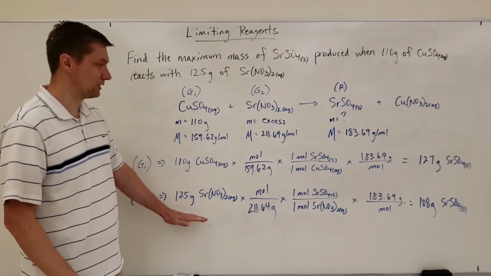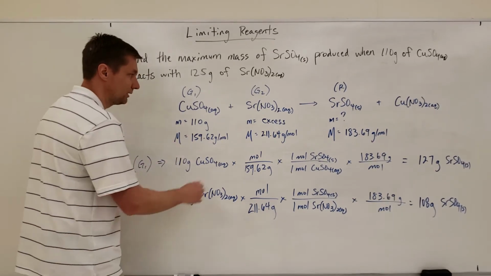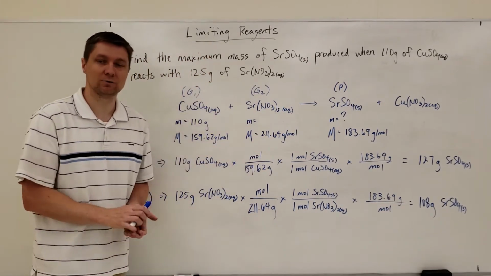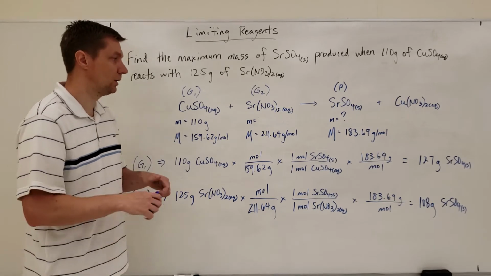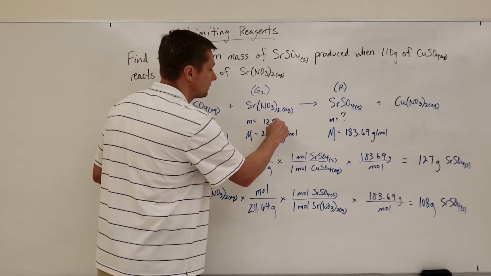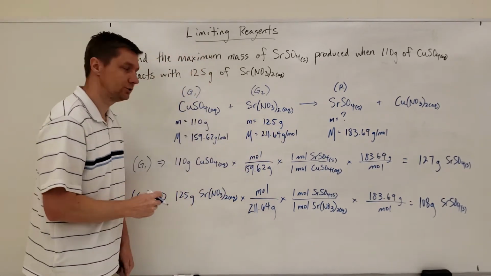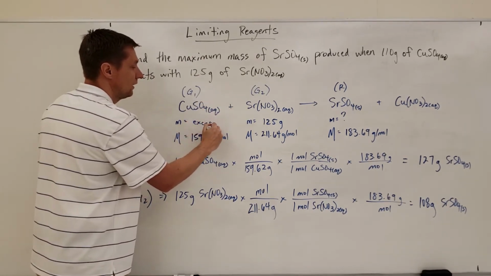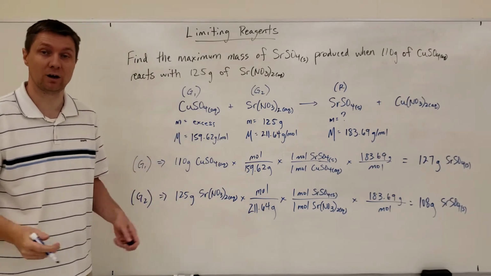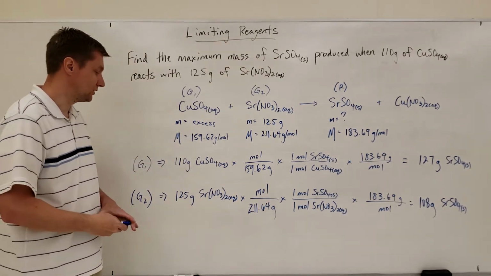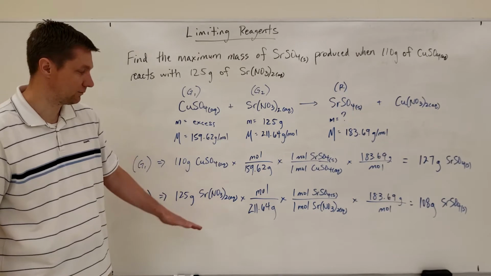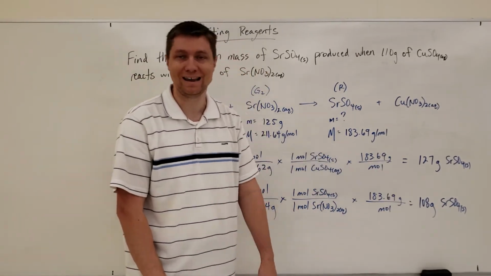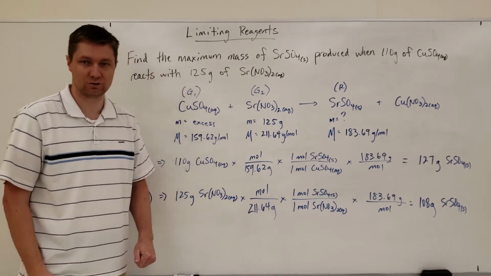Then what I'm going to do is reverse the roles. So now I'm going to say, okay, that's how much 110 grams of copper 2 sulfate can make. How much can 125 grams of strontium nitrate make? And so again, if I do the stoichiometry for this, I'm assuming that I have an unlimited supply of copper 2 sulfate. And so I do the stoich, 125 grams of strontium nitrate. You can see I've done the math there. And the number punches out as 108 grams of strontium sulfate.